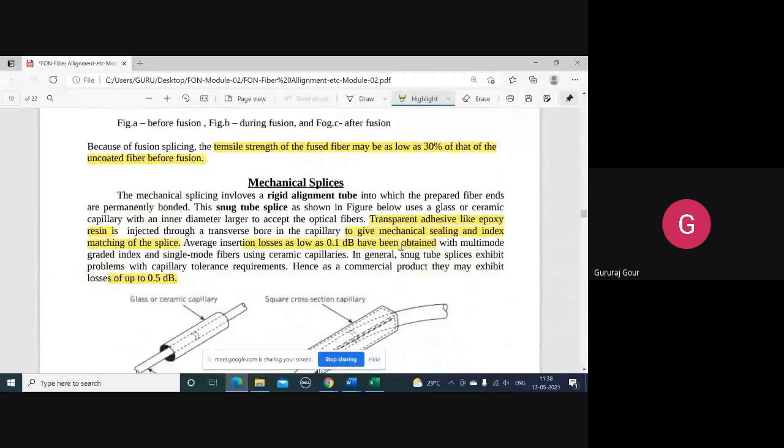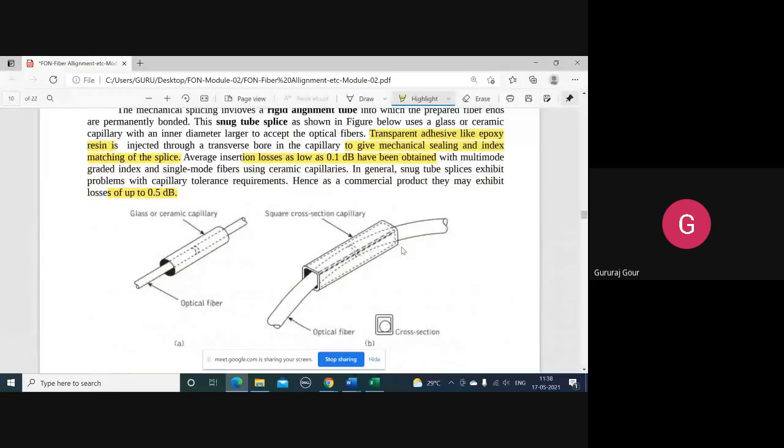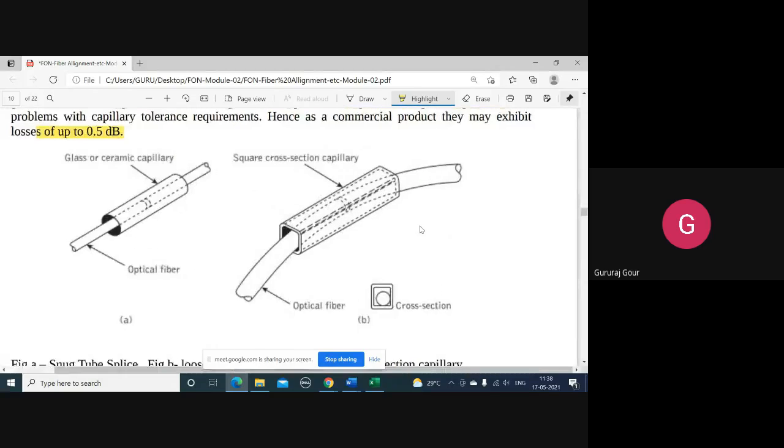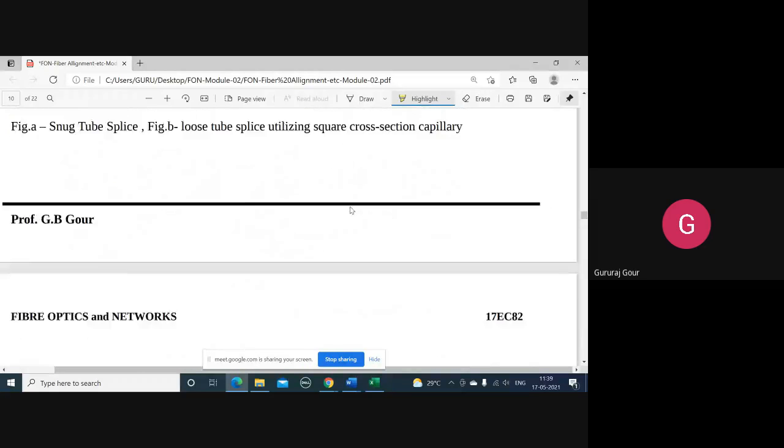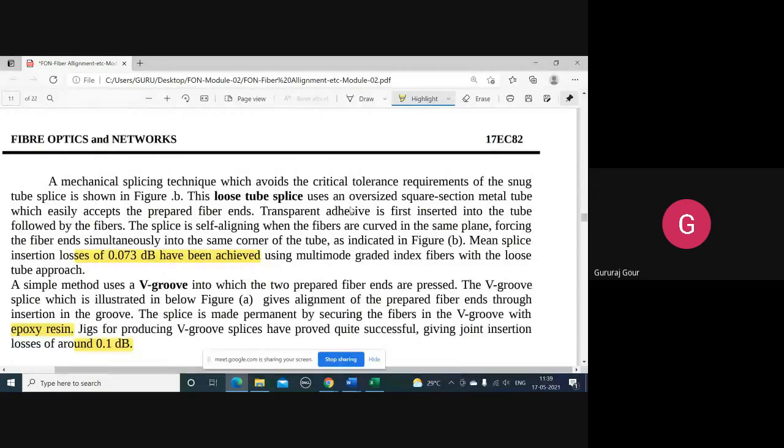The second type is mechanical splices. Here, it provides much less insertion loss, up to 0.1 decibels. As is clear in this figure, they use a snug tube. From the other ends, they insert the optical fiber ends they want to join, keeping the index matching fluid in between, and let things go automatically.